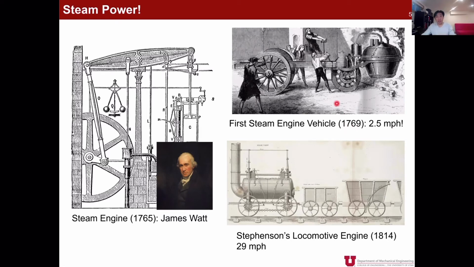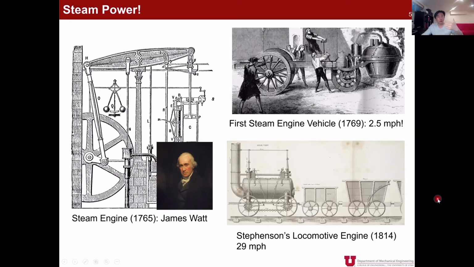But its speed was amazing. The speed was 2.5 miles per hour. Still, riding a horse could be much faster than riding a steam engine vehicle. But that is really meaningful because that was the first thing that people invented to ride instead of riding a horse or other living creatures.